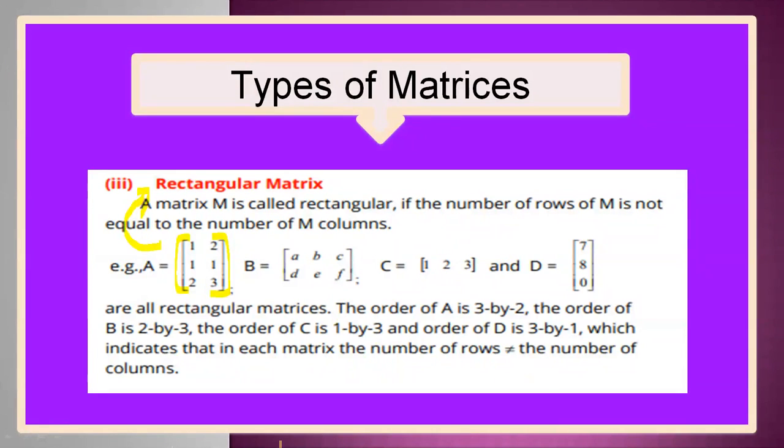What about this for B? Look, how many rows? Two rows. How many columns? Three columns. They are not the same. What are they making? A rectangle. What kind of shape are they making? A rectangular type. That's why it's called the rectangular matrix. What about this one? Again, the number of rows and columns are different and it gives you the rectangle. Again, it gives you the rectangular shape. So that's why it's called a rectangular matrix. Very interesting. Yes, move on to the fourth type.